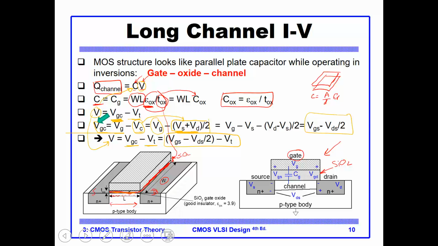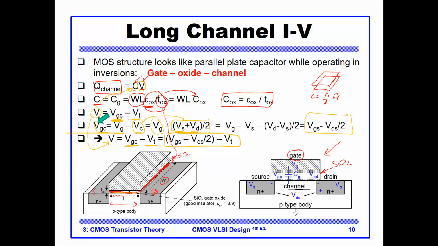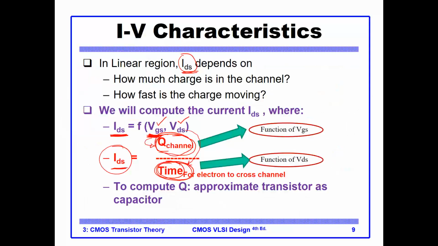Okay, good. So now let's recall what we want to do. We want to compute the Q for the channel. We found out the C and we found out the V. So now we have the Q channel. Again, what we aim to do is find the Q for the channel, which is the number of charges, and the time these charges are traveling in the channel. That will estimate for me the current in the channel.